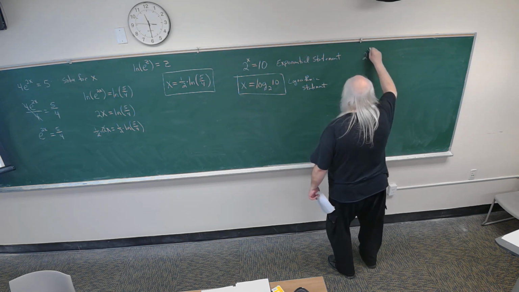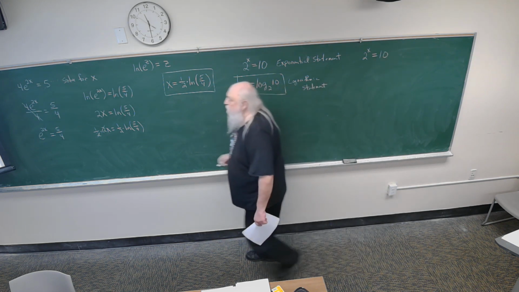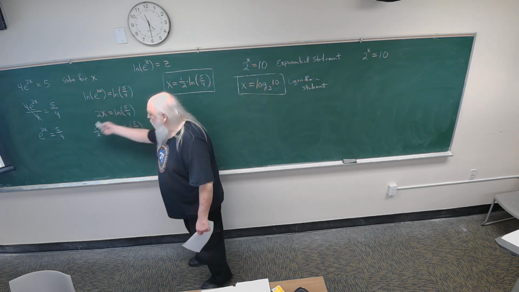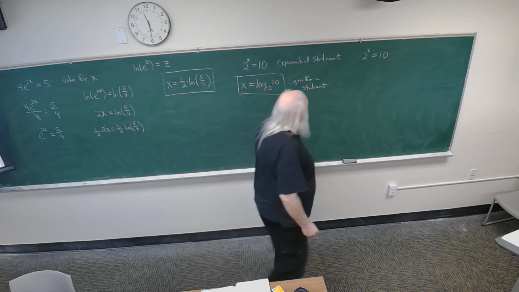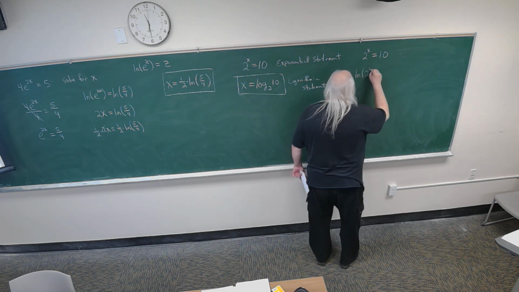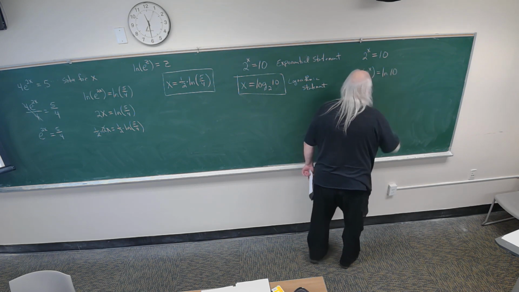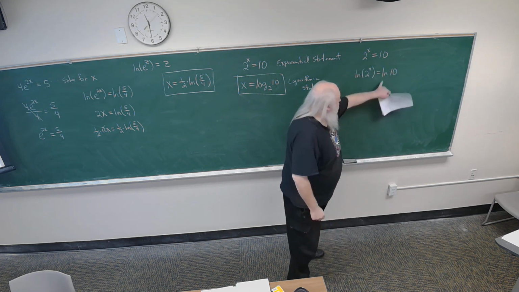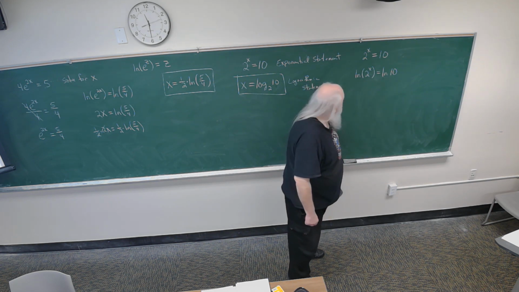We start off with 2 to the x is equal to 10. And like we did over here, we can take the natural log of both sides, right? Because the left-hand side equals the right-hand side. And so we have the natural log of 2 to the x is equal to the natural log of 10. Natural log of 10 is a real number, okay? On the real number line.